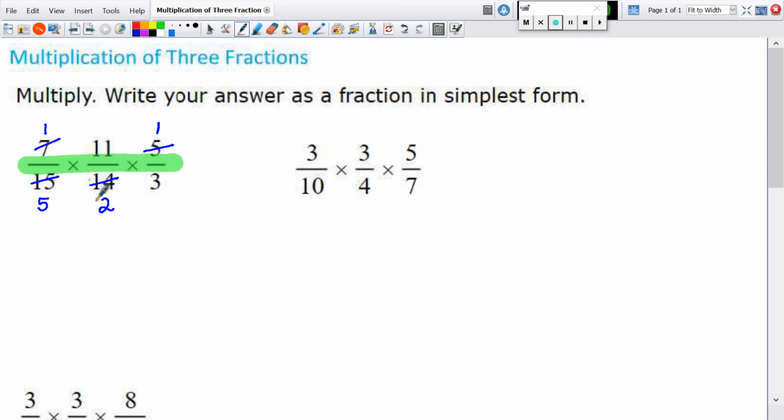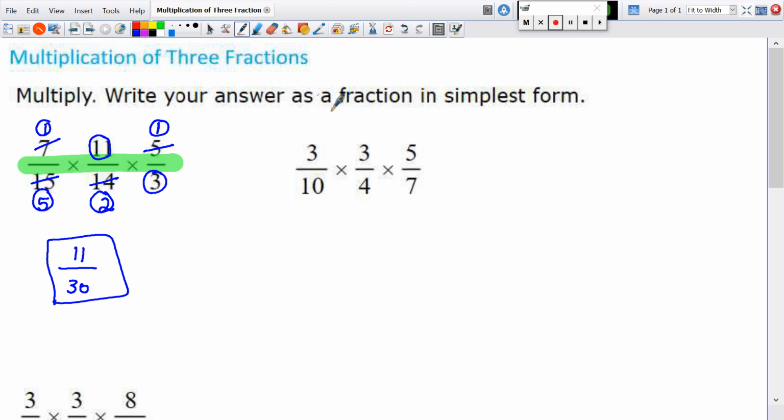So now, multiplying all the numbers that you have left on the top, 1 times 11 is 11, times 1 is 11, and in the denominator, 5 times 2 is 10, 10 times 3 is 30, so 11 over 30 is the answer. And if you have fully simplified as you go along, your final answer should be simplified.